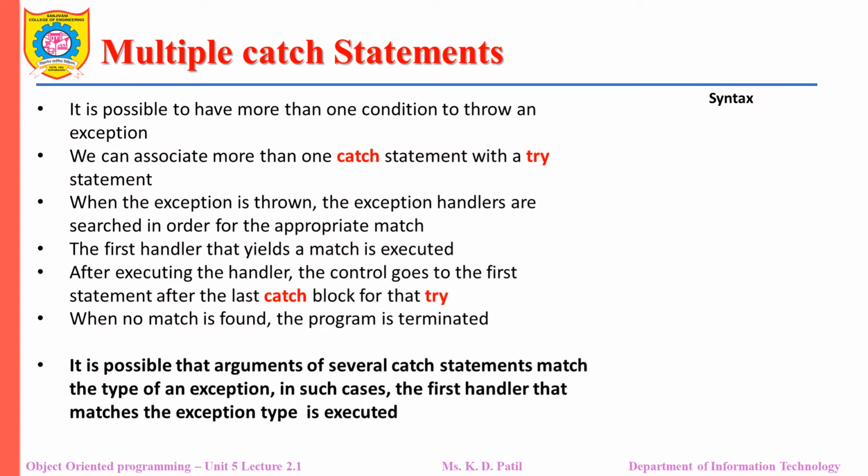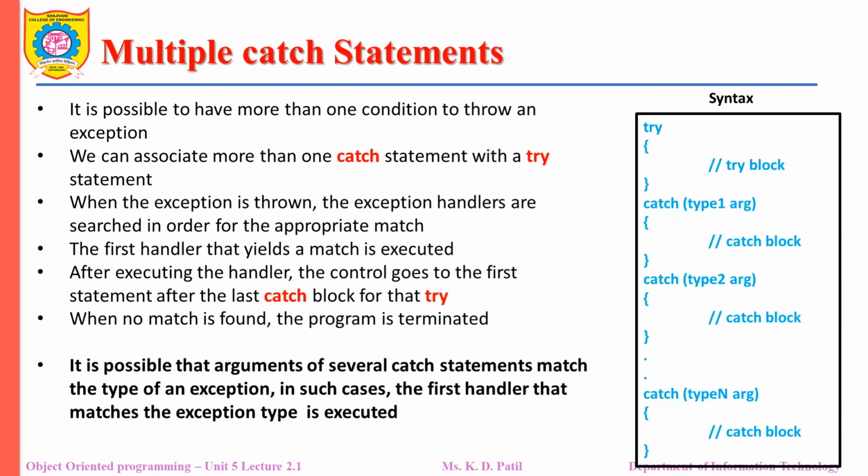It is possible to have more than one condition to throw an exception. If you observe the syntax over here, I have a single try block, and inside that single try block I can have multiple conditions, and I can throw those conditions when an exception occurs. We can associate more than one catch statement with a try statement, and when an exception is thrown, the exception handlers are searched in order for their appropriate match.